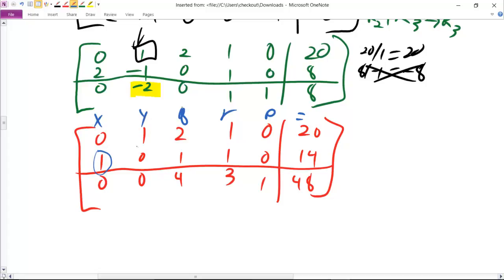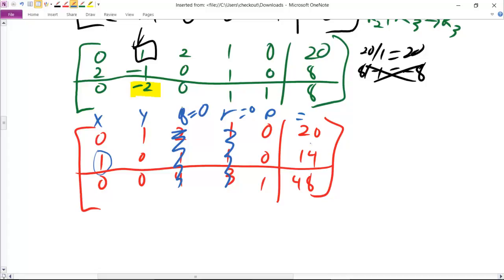So Y, again, has one number and the rest being zeros. Keep it. Here, this Q has lots of numbers, so we immediately set Q equal to 0 and we're done with that column. R, lots of numbers. Set equal to 0. Done. P, you always keep. Never get rid of it. And the equal sign, you always keep.